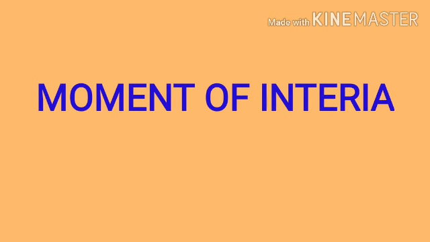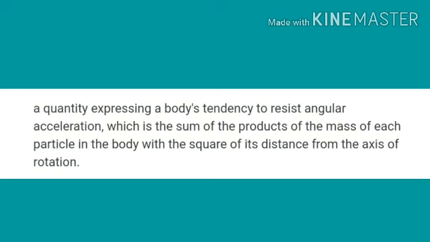Moment of inertia. How can we define moment of inertia? The moment of inertia at a particular point can be defined as the product of the mass of the element and the perpendicular distance towards the axis of rotation.